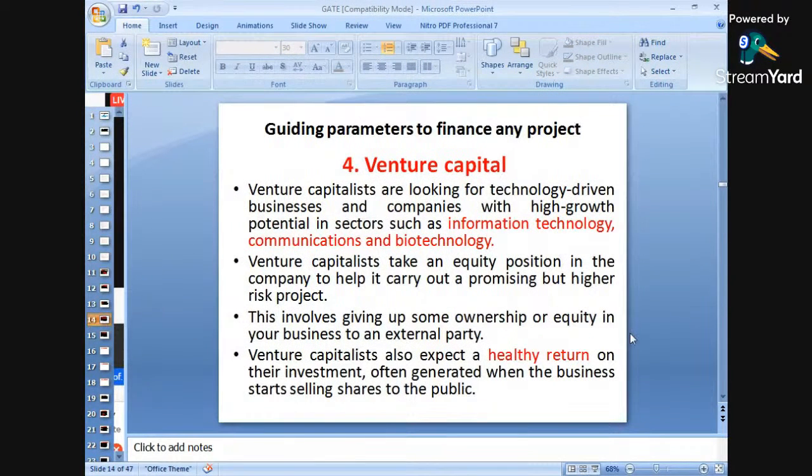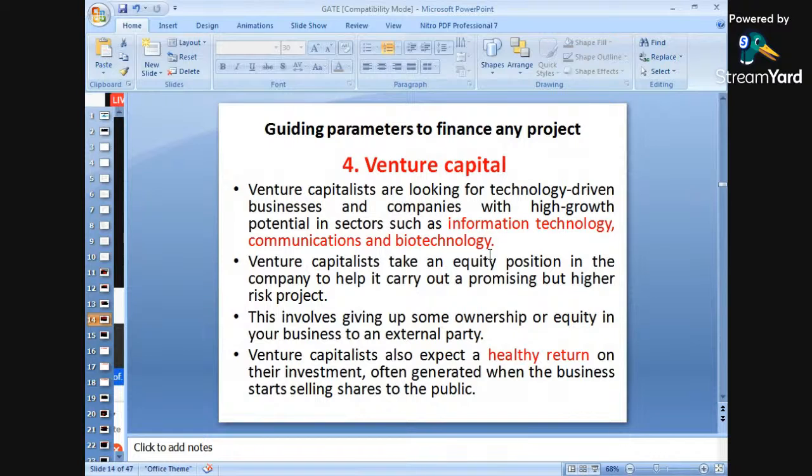Again, the fourth is guiding parameters related with finances. Again, the important one is venture capital. What is a venture capitalist? Venture capitalists are looking for technology-driven businesses and companies with high growth potential. That means the various advanced technologies.